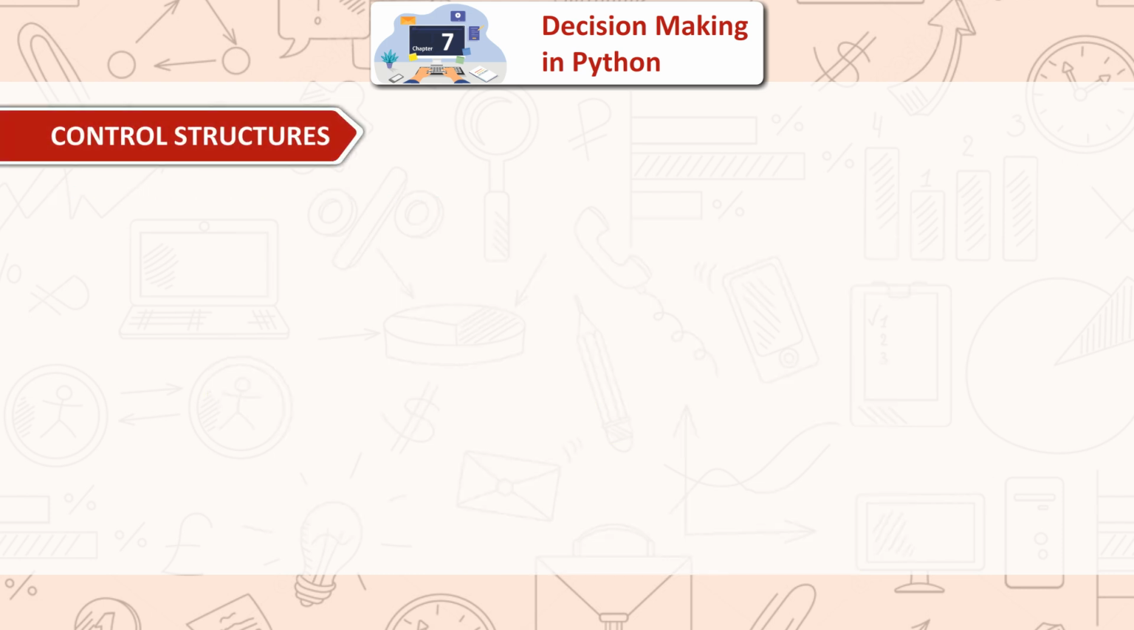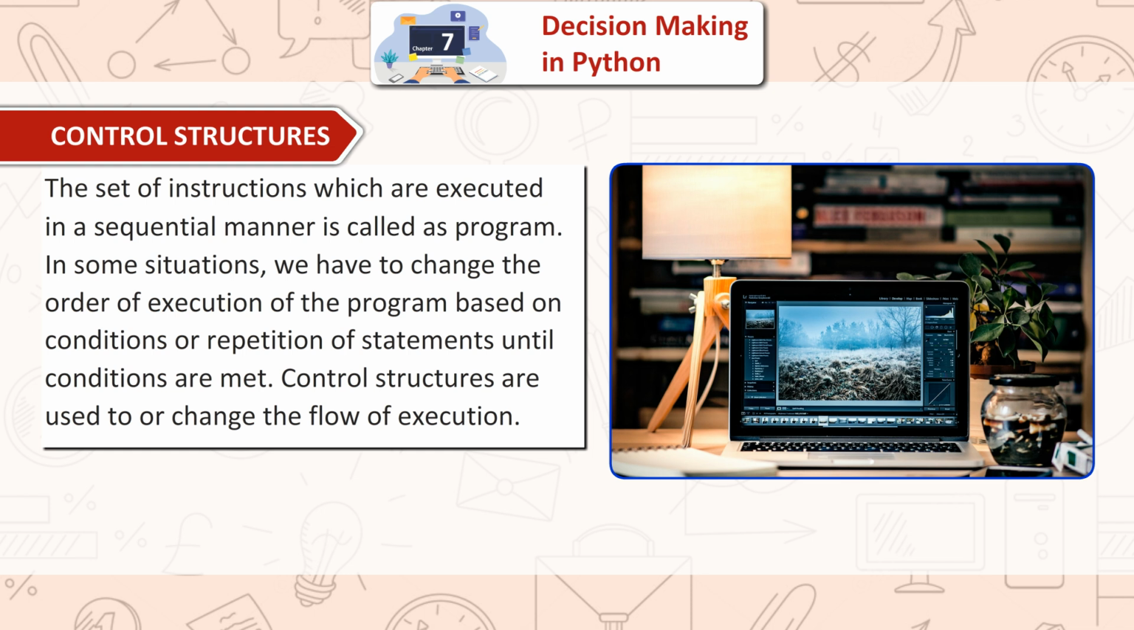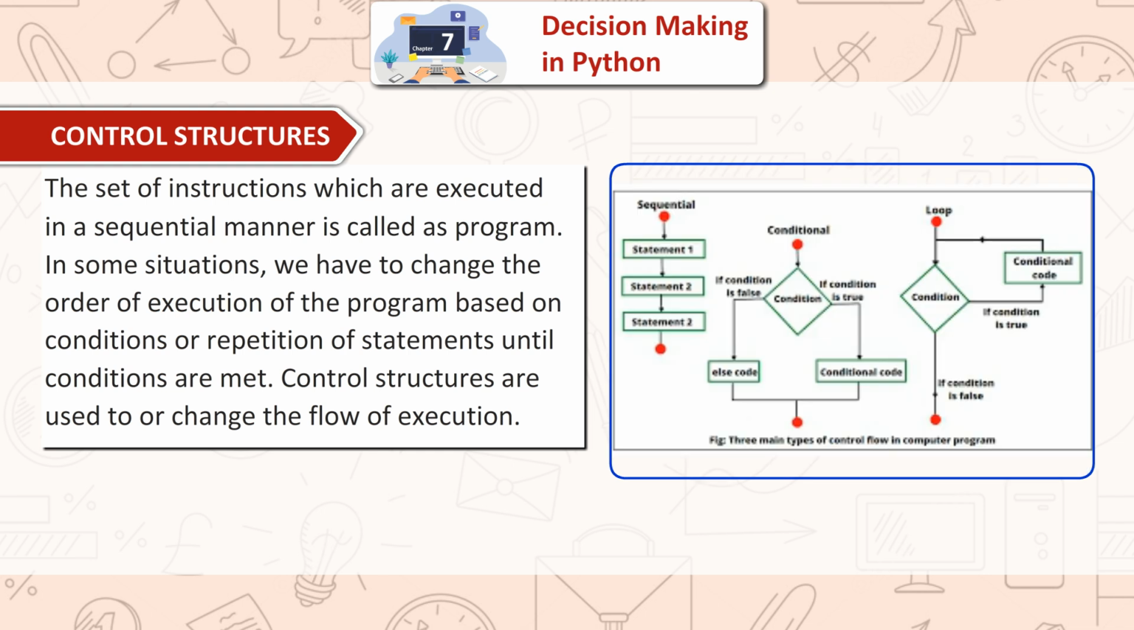Control structures. The set of instructions which are executed in a sequential manner is called a program. In some situations, we have to change the order of execution of the program based on conditions, or repeat statements until conditions are met. Control structures are used to change the flow of execution.